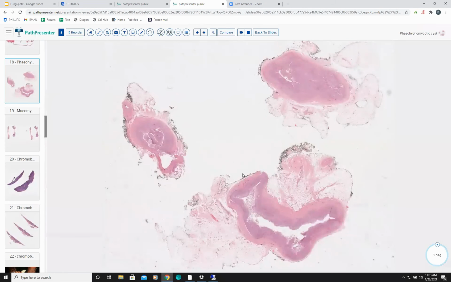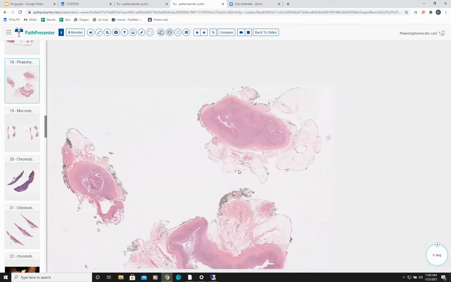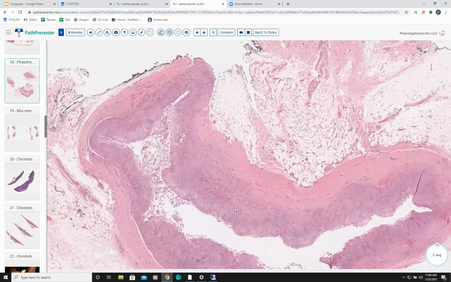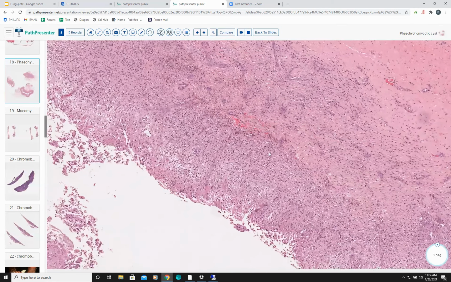Here's another one, which presents as a cyst with a fibrous wall, and you can see this is deep in the fat. So this was a kind of subcutaneous nodule with a cyst with a fibrous wall and a dense lymphohistiocytic infiltrate, giant cell formation.